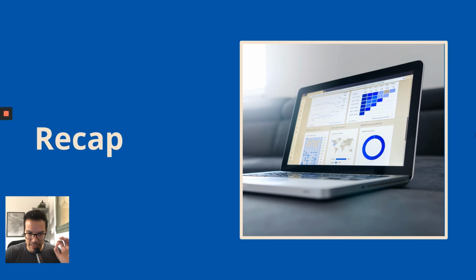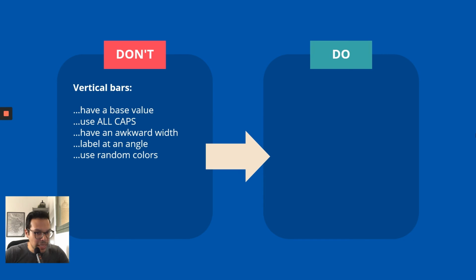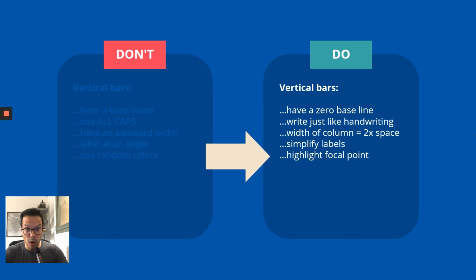Quick recap, guys. Vertical bars: never have a base value. Don't use caps, bold, anything like that in the headline. Don't have those awkward widths. Never label at an angle. And don't use colors for decoration. Instead, always have a zero baseline.